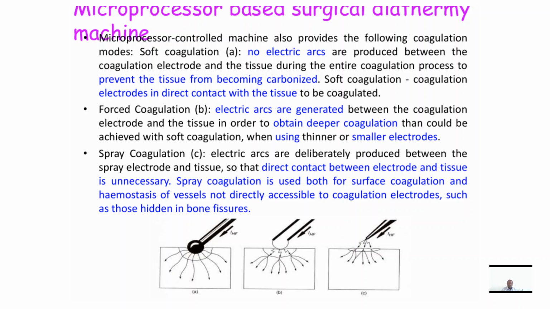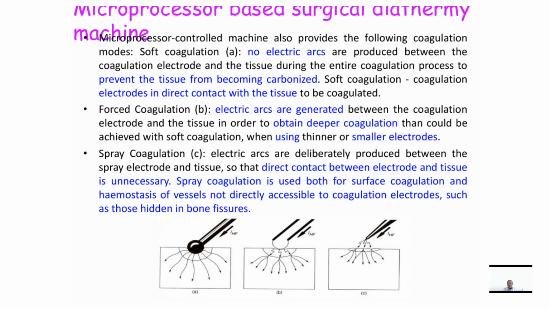In soft coagulation, no electric arc is produced between the coagulation electrode and the tissue during the entire coagulation process, to prevent the tissue from becoming carbonized. Because of the high temperature, the tissue will be carbonized; that is the disadvantage. To avoid carbonization, the temperature has to be reduced. So one technique we use is without any electric arc.